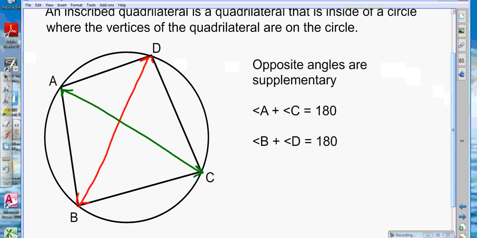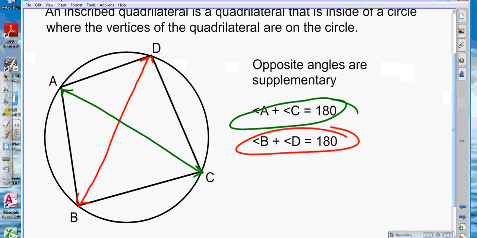So what does that mean? The measure of angle B and D is equal to 180. Oops. I want to color coordinate that. B and D is 180. And then A and C is 180. All right, so we can use that to help us find angle measures.